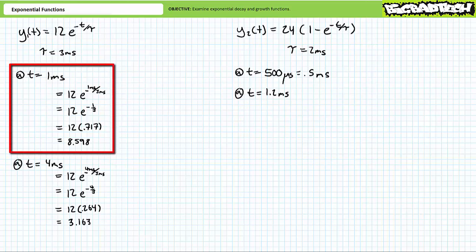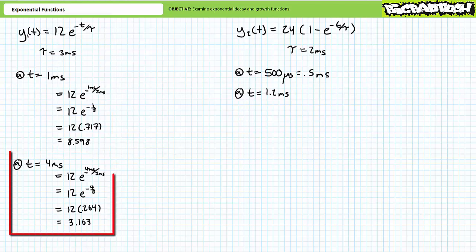For our first expression at t equals 1 millisecond, one would evaluate the ratio of t over tau as 1 over 3, or 1/3, yielding a value of roughly 8.6. If we evaluated this expression at 4 milliseconds, the ratio t over tau is 4 over 3. Ultimately, we attain a value of roughly 3.2.